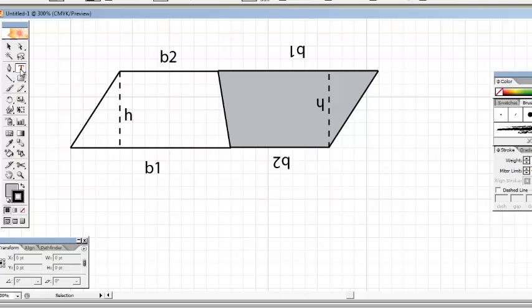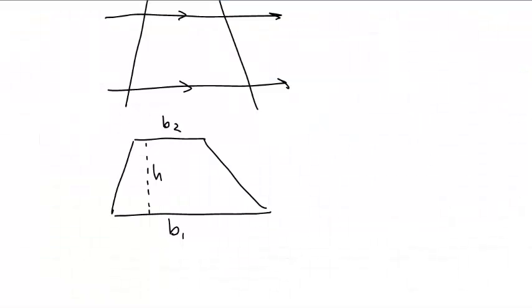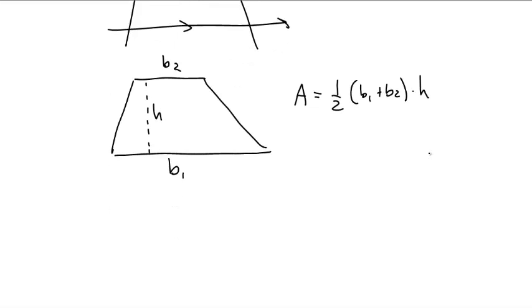What is the full area of this? The full area of this is B1 plus B2 times H. But we only want one trapezoid. If two trapezoids have this as their area, then one trapezoid has an area of 1/2 (B1 plus B2) times H. And that consists of all the formulas I want you to know.